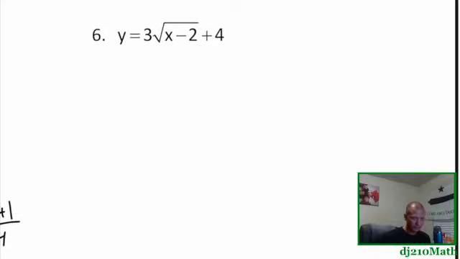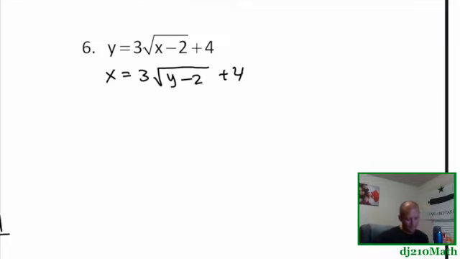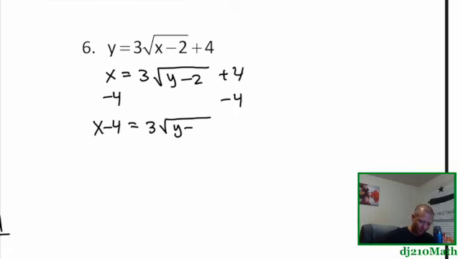All right, number 6. Swapping x and y. x equals 3 square root of y minus 2 plus 4. Okay, solving for the y. I have to subtract 4 first. So x minus 4. Then, right, we're still working our way into the y. I divide both sides by 3.